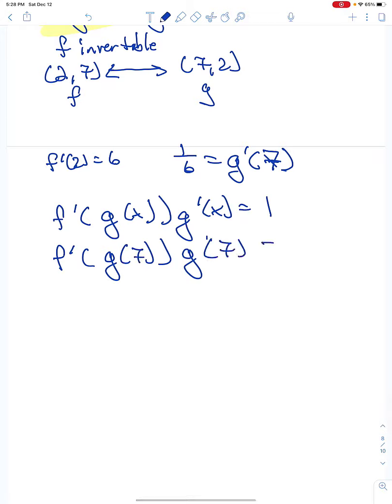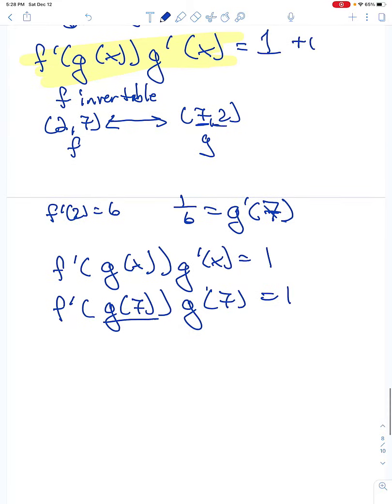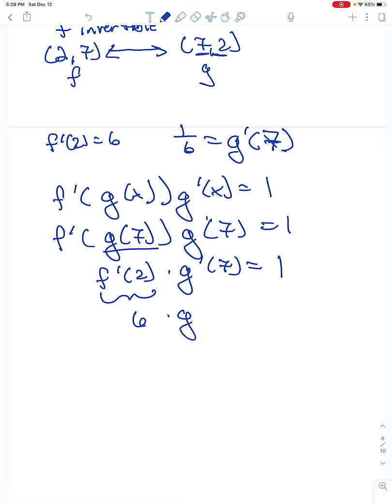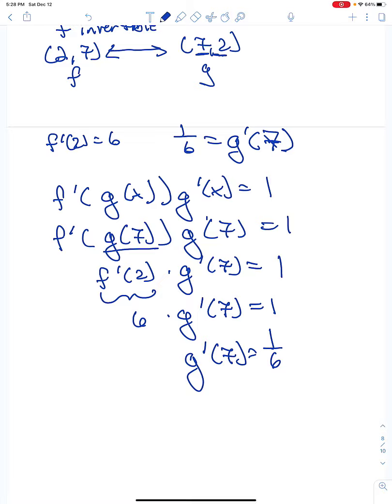Okay, now watch this. g of 7 is 2. So this is f prime of 2 times g prime of 7 is 1. This is the slope of the tangent line for f of x. We said that was 6. 6 times the slope of the tangent line on the inverse function at x equals 7 is 1. Therefore, g prime of 7 is 1/6. See, they tell you the same thing. You just need to take your time and go on.